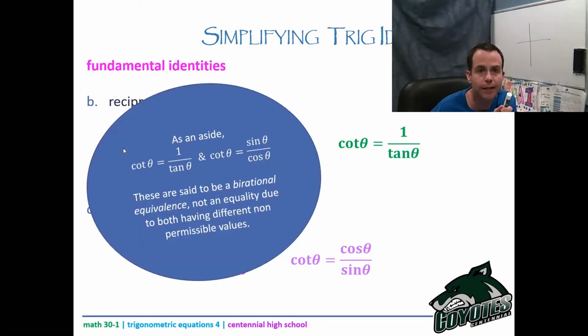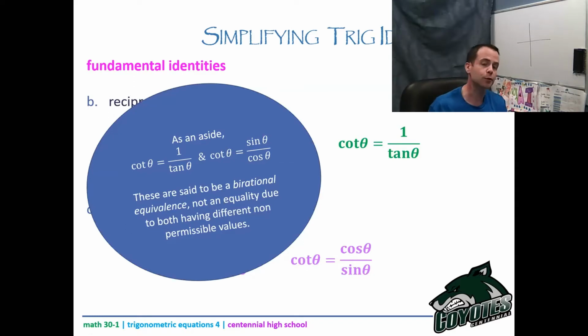As a quick aside, and this is in your notes as well, I just wanted to mention some wording here. We have told you two different things for the cotangent of theta. We've said that you can write cotangent of theta as 1 over tan of theta, but we've also said you can write cotangent of theta as cos of theta over sine of theta. Just a little phrase for you here. These are said to be birational equivalents. They're not an equality because they actually have different non-permissible values. One of the things students struggle with here is defining what the non-permissible values are. We're going to do lots and lots of practice on that, so don't stress.